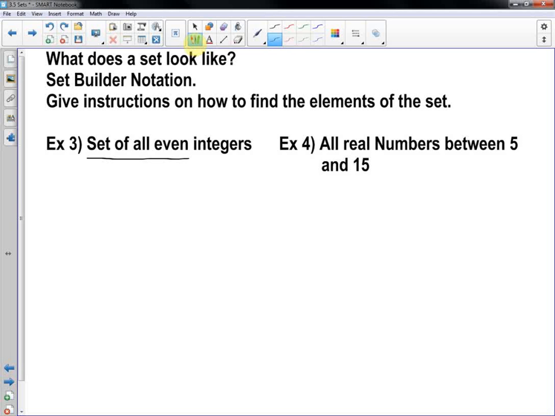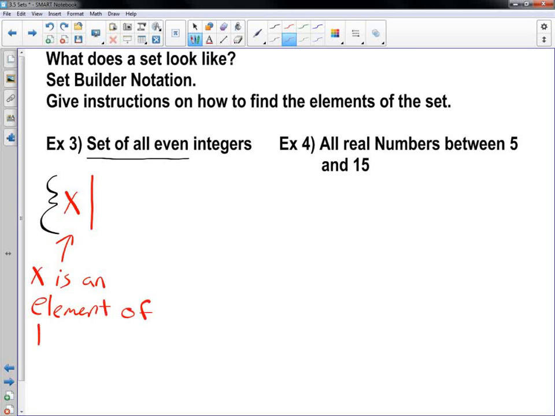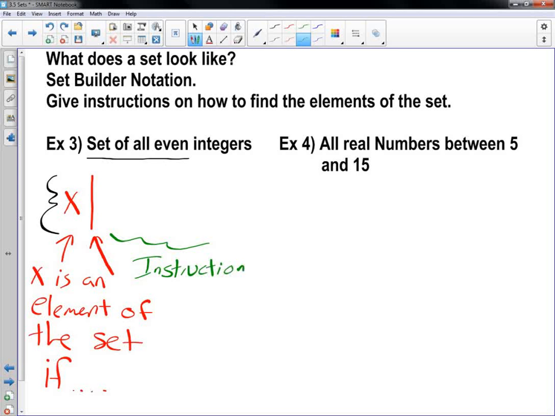When we use set builder, I'm going to say this notation right here. With this, what I wrote in red says x is an element of the set. And it's kind of like if. So this says if, and now we're going to write down some instructions in green. We're going to give instructions to tell somebody how to find all even integers.